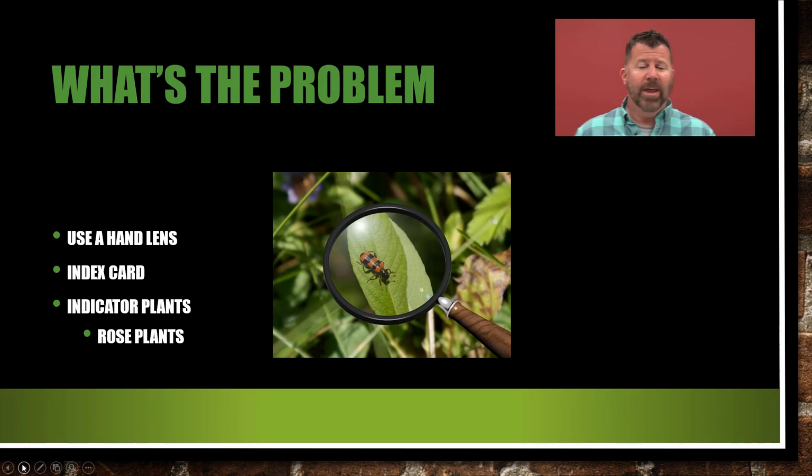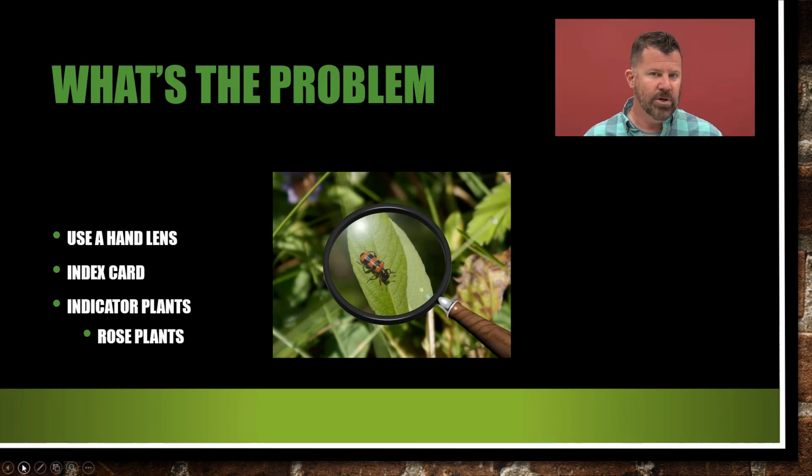So what is the problem? Use a hand lens. Get a magnifying glass, keep it in your truck, keep it in your toolbox. And as you saw in the previous lectures, have that little toolkit that helps you identify these pest materials. Have the note cards, index cards, so you can see if the mites are falling off on that white card. And have indicator plants. The rose plant here is a good indicator for Japanese beetles. So that's one of their favorites.